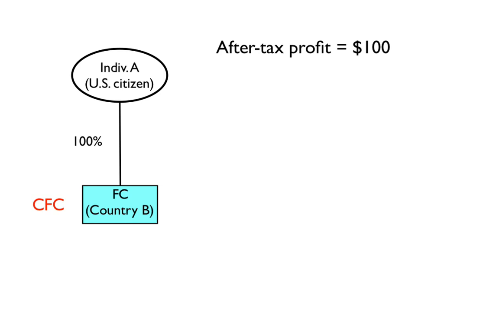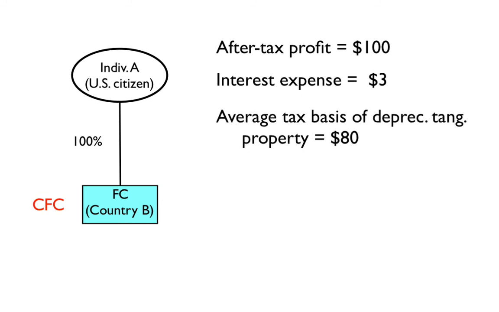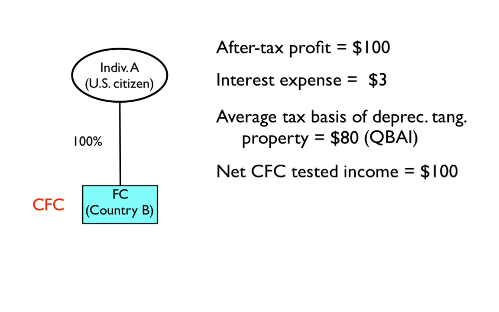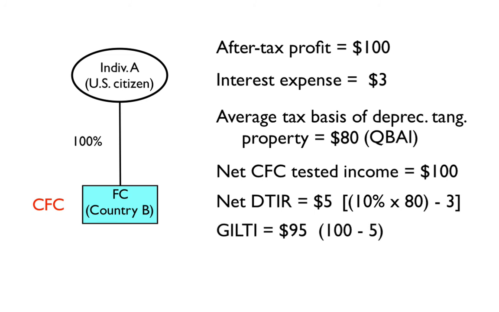FC has after-tax profit of $100. Included in the $100 is an interest expense deduction for interest that FC paid to unrelated parties of $3. The average tax basis of FC's depreciable tangible property was $80. FC's tested income would be the full $100. Since there is only one CFC, the net CFC tested income will be $100. The net DTIR will be $5, computed as 10% of the QBAI minus the $3 of interest expense. Thus, GILTI will be $95.